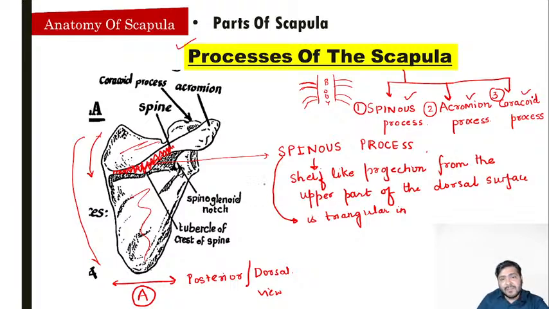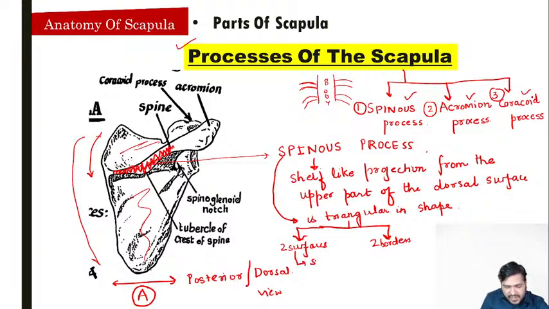Remember that this spinous process is somewhat triangular in shape, and it has two surfaces and two borders. Make a flowchart, guys. Have a habit of making a flowchart in your notes; that will help you throughout. The two surfaces are the superior surface and the inferior surface.